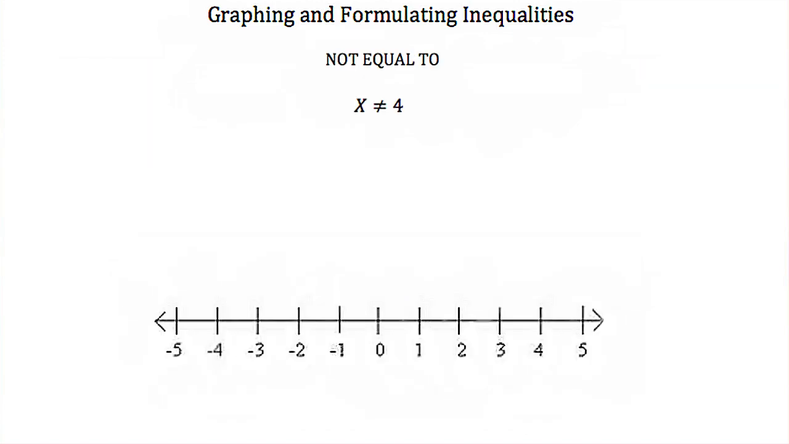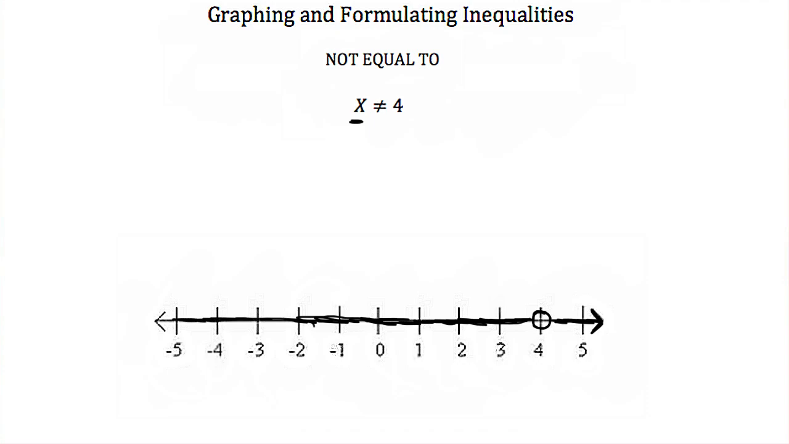Now let's talk about how to graph inequalities. When you graph an inequality, you usually graph it on a number line. So if we had x is not equal to 4, again, this means that x can be any number other than 4. So to graph this on a number line, we would go to 4, and we would put an open circle. That means that x cannot be equal to 4. But since x can be any other number, we would fill in our number line like so.